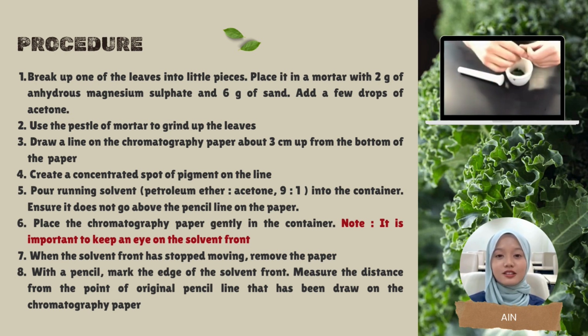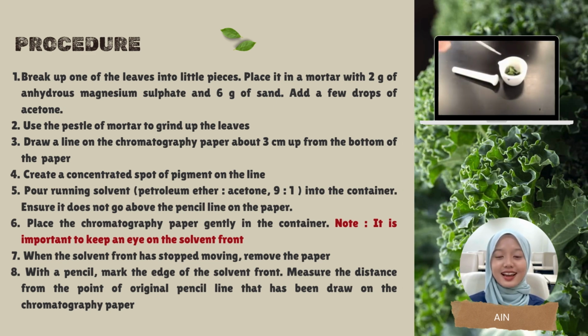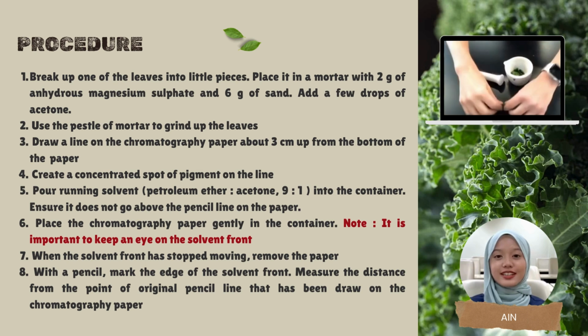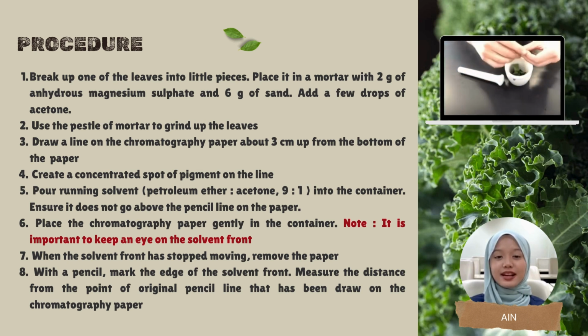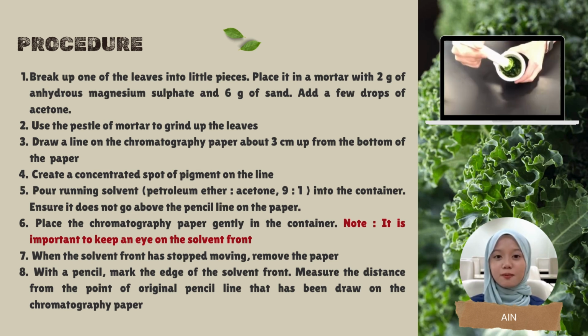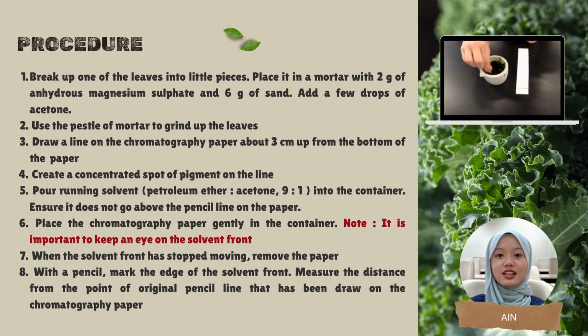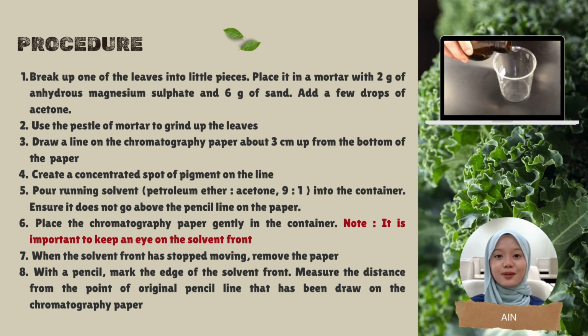Fourth, create a concentrated spot of pigment on the line. Fifth, pour running solvent, 9 parts petroleum ether to 1 part acetone, into the container for the chromatograph. Ensure it does not go above the pencil line on the paper. Sixth, place the chromatography paper gently in the container and allow the solvent to begin to move up the paper, carrying the different pigments with it.